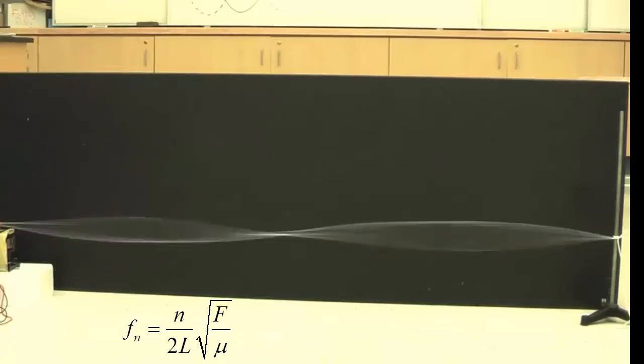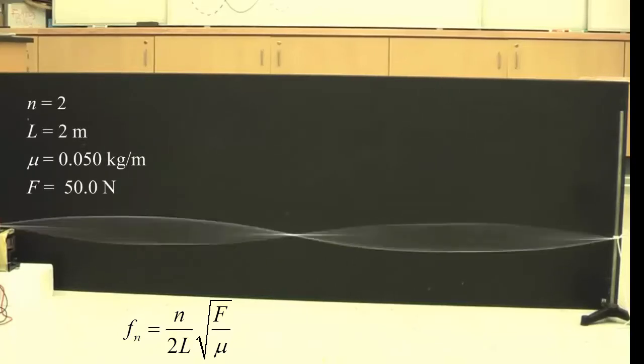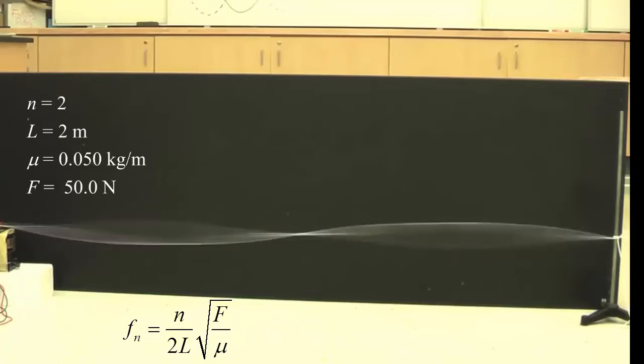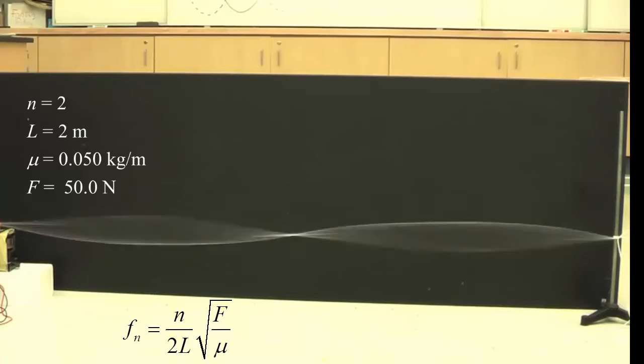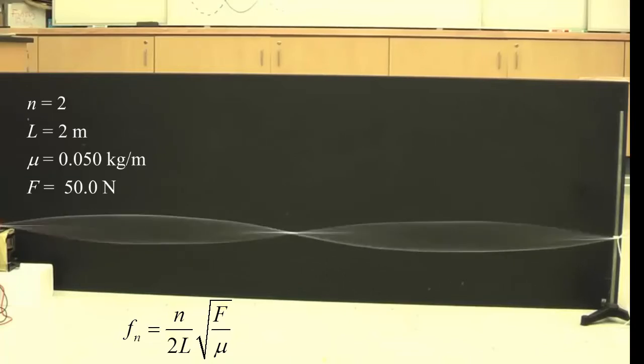For a given string with a length of 2 meters and a mass per unit length of 0.05 kilograms per meter under a tension of 50 newtons, what is the wavelength of the second harmonic? What is the frequency of the second harmonic?